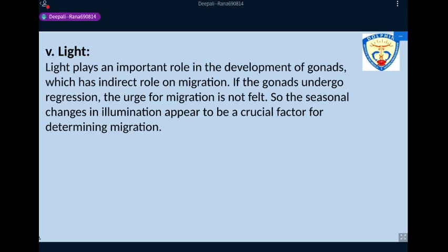Then the last factor is what? Light. As I have said, light plays an important role in the development of gonads, which have a direct role in migration. If the gonads undergo regression, that means the activity is suppressed, the urge for migration is not felt. But when the gonads start secreting many hormones, the bird will feel that it should start the process of migration. So the seasonal change in illumination appears to be a crucial factor in determining the process of migration. Okay.